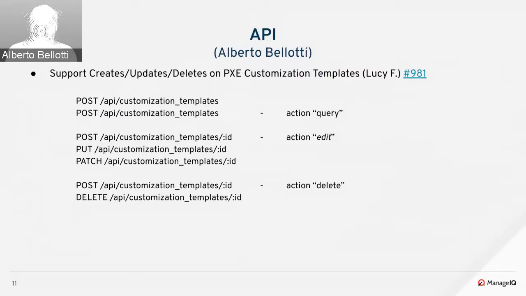So we have the post with the action edit signature or doing a put or a patch on the resource. And then the deletes, you have the delete action, the edit post, or just the HTTP delete. And that's it for the API.